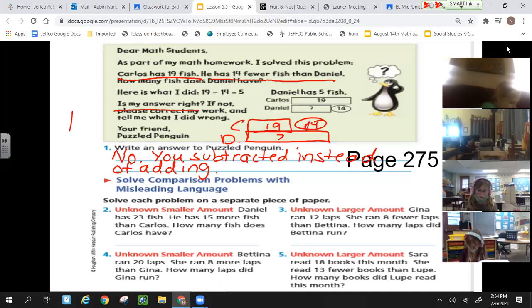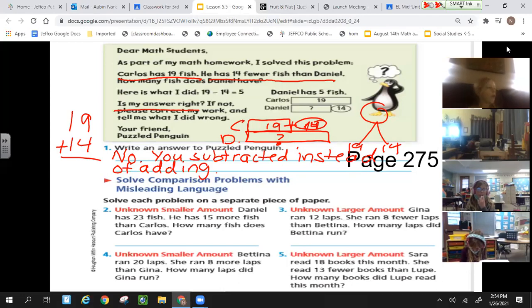We know when we use a comparison bar, it's like a math mountain. The total's here, and here are my add-ins. It's the same thing. These are my add-ins. I have to add them to find how many Daniel has. So the only thing I'm worried about, Astria, is when you add 19 and 14, how you're getting 50.